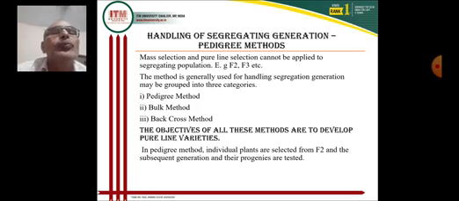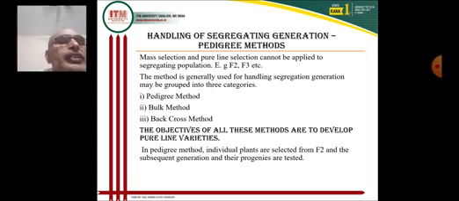So, in segregating population, the population is handled by three methods: first pedigree method, second bulk method, and third backcross method. The objective of all the methods are to develop pure line varieties or homozygous lines.